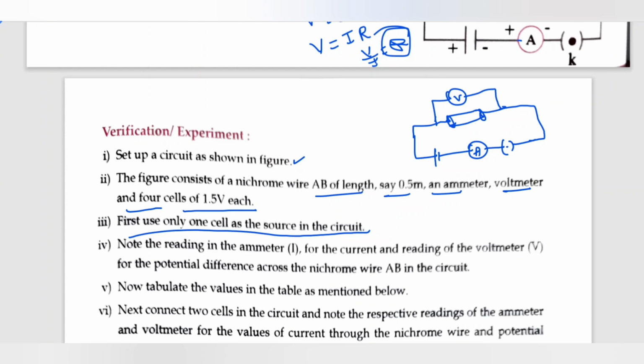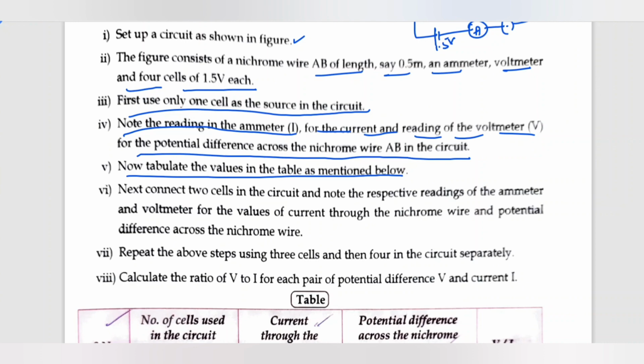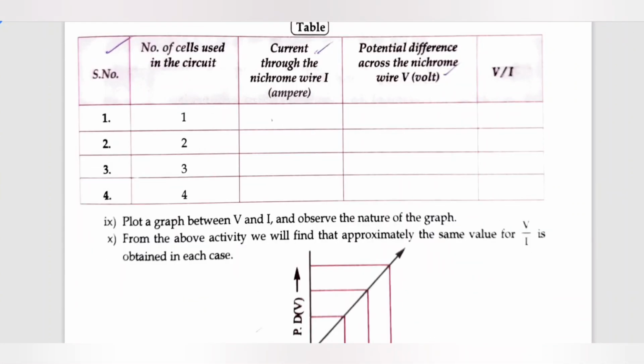So here first we are using only one cell, so 1.5 volt I am connecting here, and note down the reading in the ammeter for the current and the reading of the voltmeter for the potential difference across the nichrome wire AB in the circuit. Now tabulate the values in the table as mentioned below. As given in the following table, note down the readings of current in the ammeter and potential difference in the voltmeter when you connect one cell.